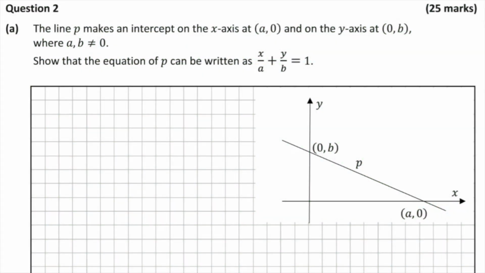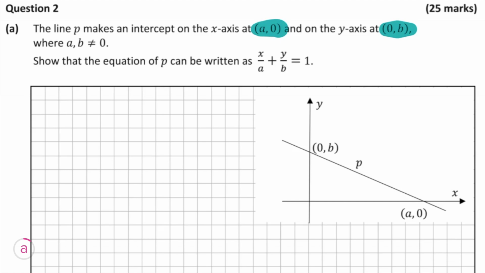Okay, so here's our question. We're told the line P makes an intercept on the x-axis at (a, 0) and the y-axis at (0, b), and neither of these points is the origin. We've got to show that the equation of P can be written as x over a plus y over b is equal to 1. So we should have everything we need here because we've got 2 points, both the x and y intercepts.